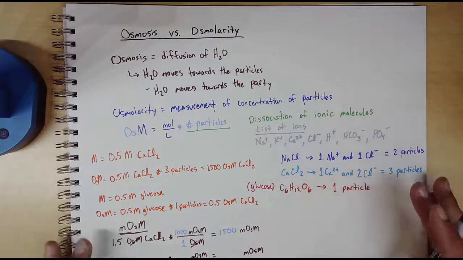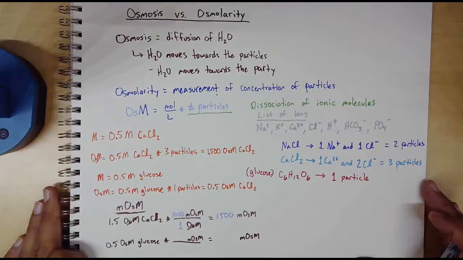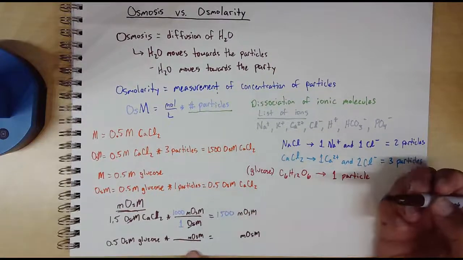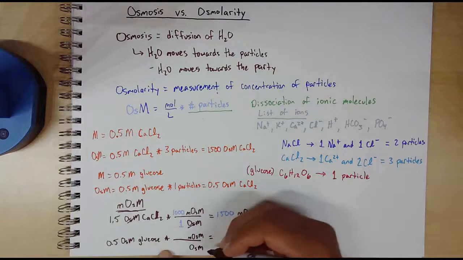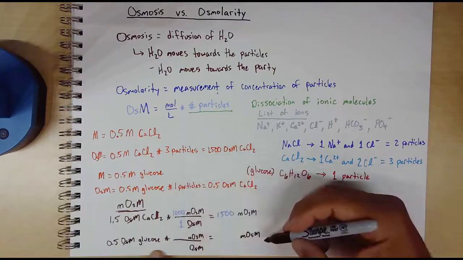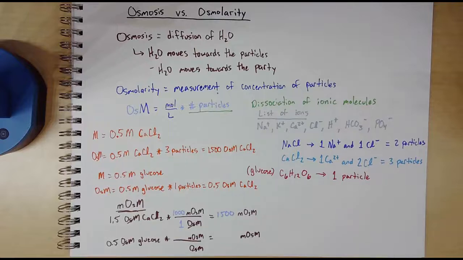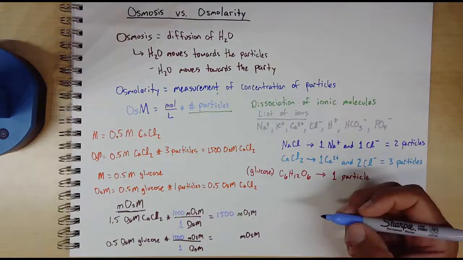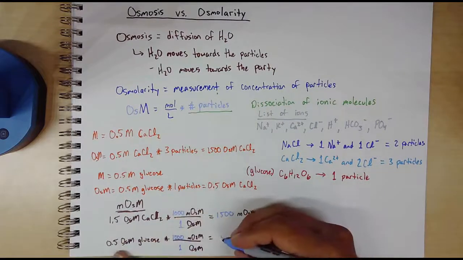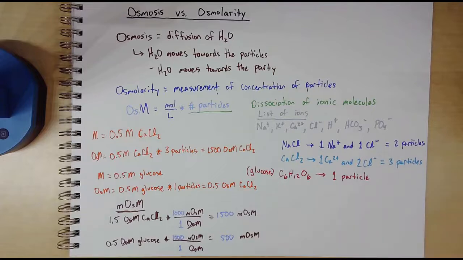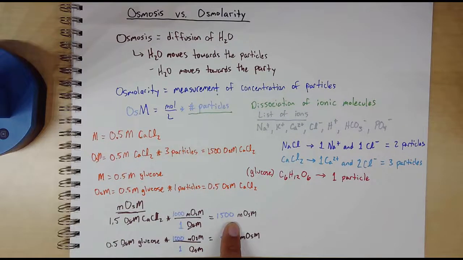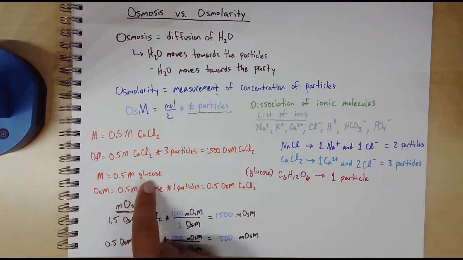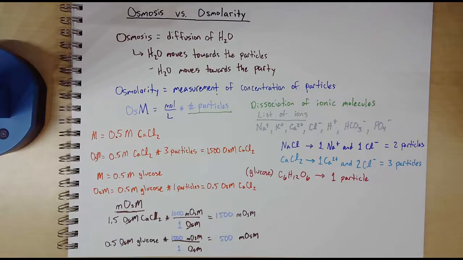I didn't even realize I was off the page. I apologize. There we go. So milliosmolarity is up here, right? And down below is osmolarity. As long as our units end up how we want our units, then we are golden. And now we can stick in our numbers. It's just 1,000 divided by 1. So 0.5 times 1,000 is 500 milliosmoles. So calcium chloride, if I put in 0.5 molar of calcium chloride, that would be 1,500 milliosmoles. But if I put in 0.5 molar of glucose, that would only be 500 milliosmoles.